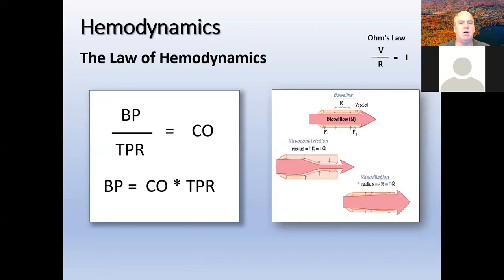The law of hemodynamics. If you've taken physics and know anything about electricity, it's basically the same equation. Voltage is the pressure of the electrons. Resistance is the difficulty of getting electrons through a resistor. And current is how many electrons are going through that resistor. Here we've got blood pressure and total peripheral resistance, and total peripheral resistance, remember, is always sympathetic nervous system. That's the only control. Peripheral resistance is all about the contractile state of the arterioles, which are the resistance vessels.